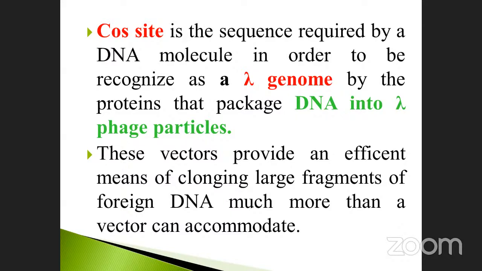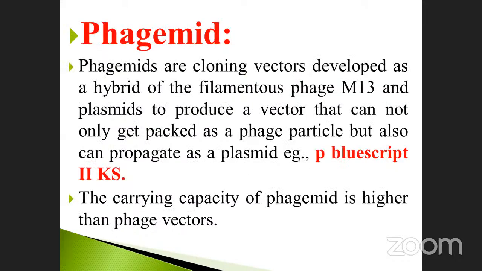These vectors provide an efficient means of cloning large fragments of foreign DNA, much more than a plasmid vector can accommodate. It has the ability to carry a larger number of fragments of foreign DNA. That ability is provided by the cos site. That position is called the cos site. Okay, don't forget.